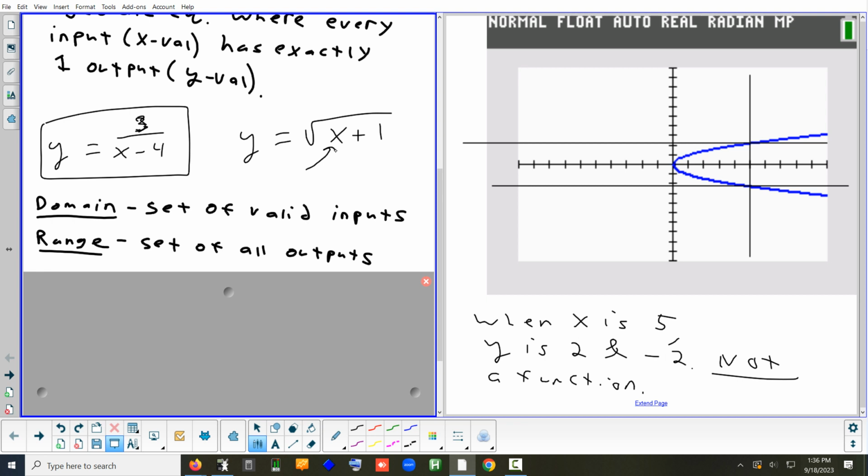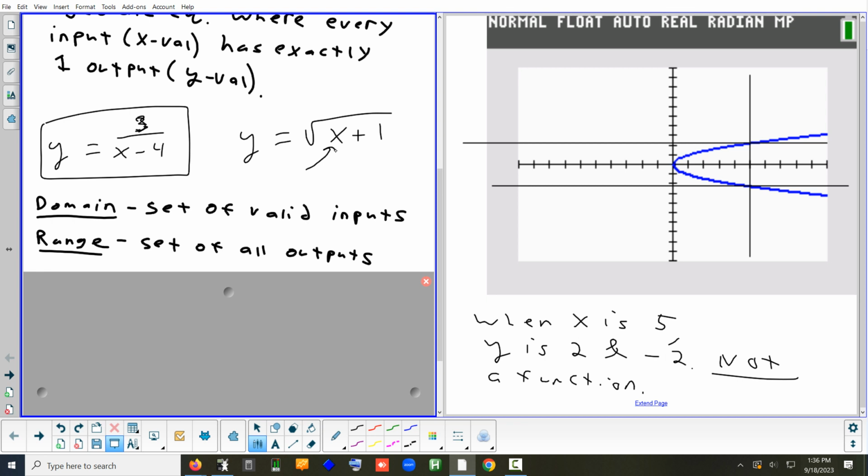Any number that is -1 or greater. Yeah, any number from -1 or greater. If you plug in -1, that's good. -1 plus 1 is 0. You can take the square root of 0. If you plug in something greater than -1, like 8, 8 plus 1 is 9. You can take the square root of 9.